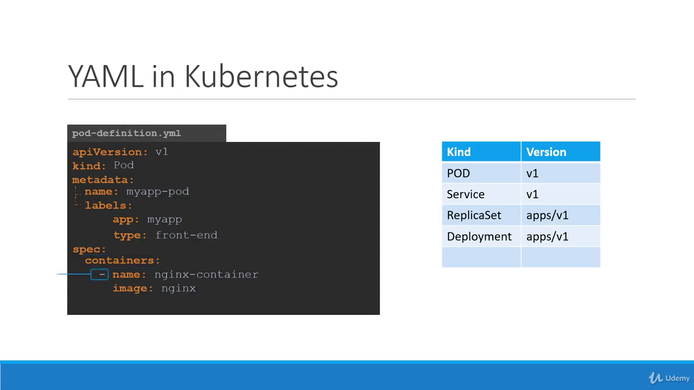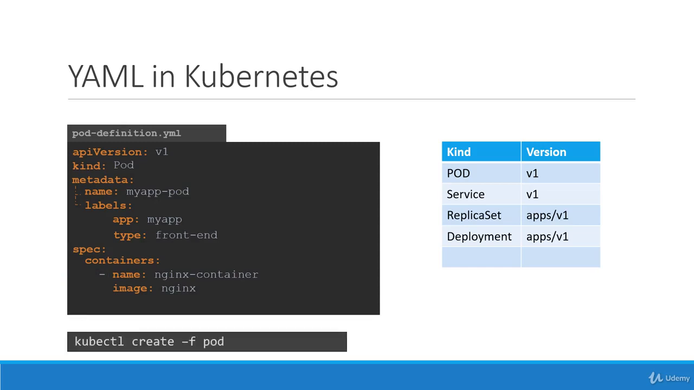The dash right before the name indicates that this is the first item in the list. The item in the list is a dictionary, so add a name and image property. The value for image is nginx, which is the name of the Docker image in the Docker repository. Once the file is created, run the command kubectl create -f followed by the file name, which is pod-definition.yaml, and Kubernetes creates the pod. So to summarize, remember the 4 top-level properties: API version, kind, metadata, and spec.